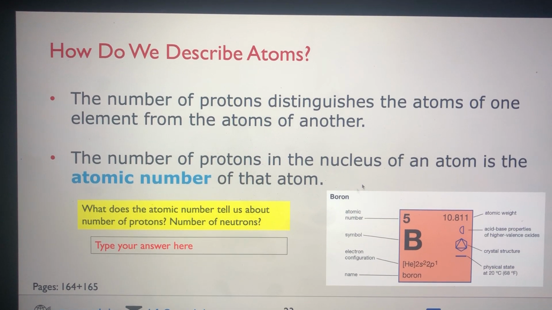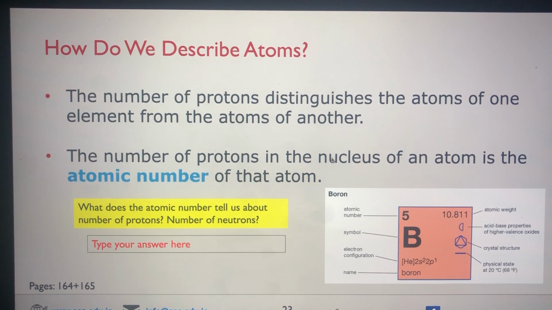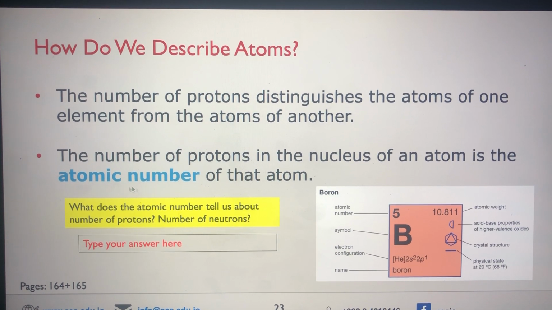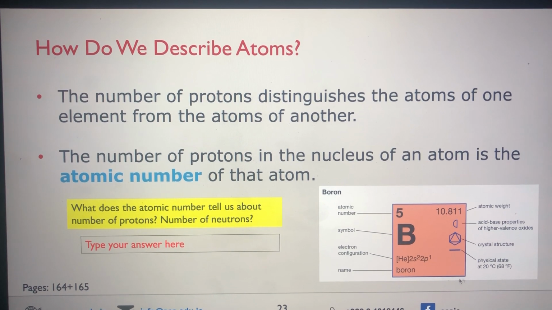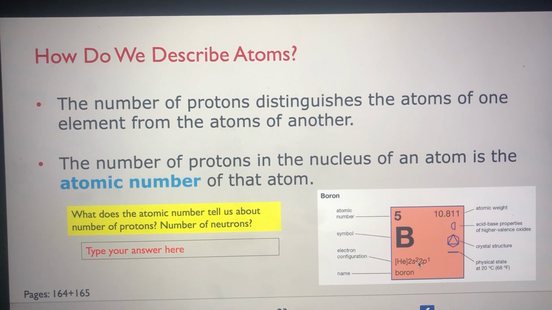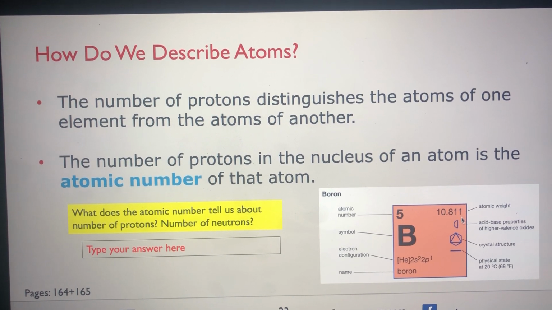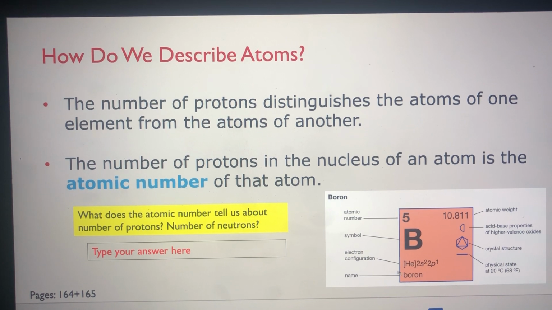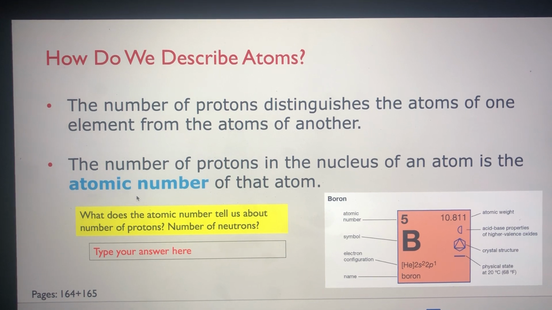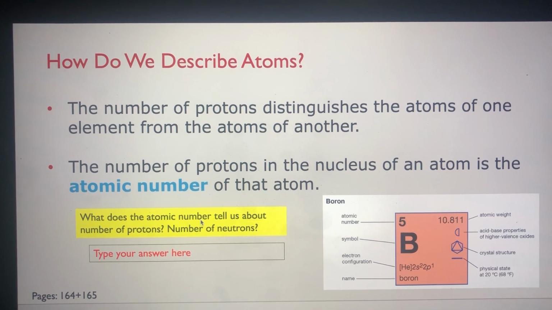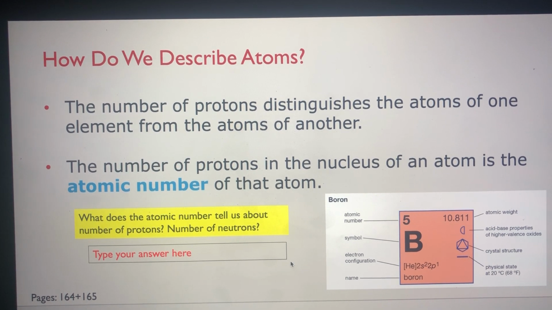So the number of protons distinguishes the atoms of one element from the atoms of another. The number of protons in the nucleus of the atom tells us the atomic number of the atom. Looking at the image here, this is boron from the periodic table of elements. Boron has an atomic number of 5 and an atomic weight of 10. Its symbol is B, and this is its electron configuration. So based on the following information, what does the atomic number tell us about the number of protons and the number of neutrons? Please type your answer here.